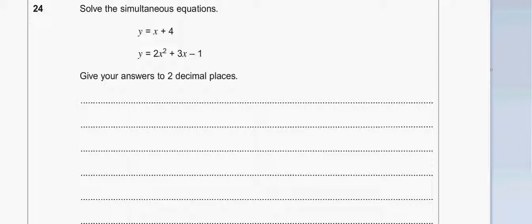Okay, the final question. Solve the simultaneous equations. So we've got our 2 equations here. Now this is a linear equation. This is quadratic because we have x squared here.